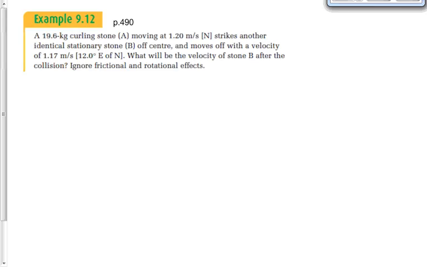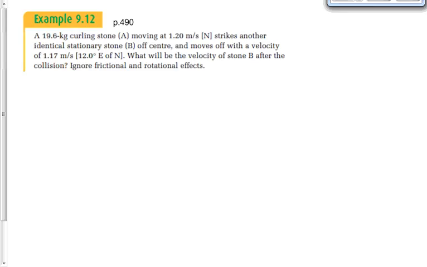This one says a 19.6 kilogram curling stone. Anybody a curler here? Anybody curl? No? I've curled a few times, not very good. You don't actually usually pick the curling rocks up. You want to get over there, you slide it along the ice. They're 20 kilograms. It's 50 pounds almost. Hey, that's pretty heavy. That's a heavy rock, a 50-pound granite rock.